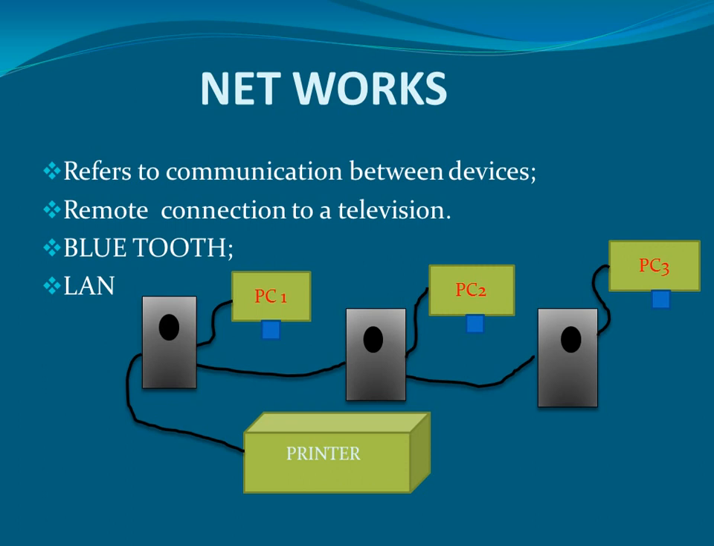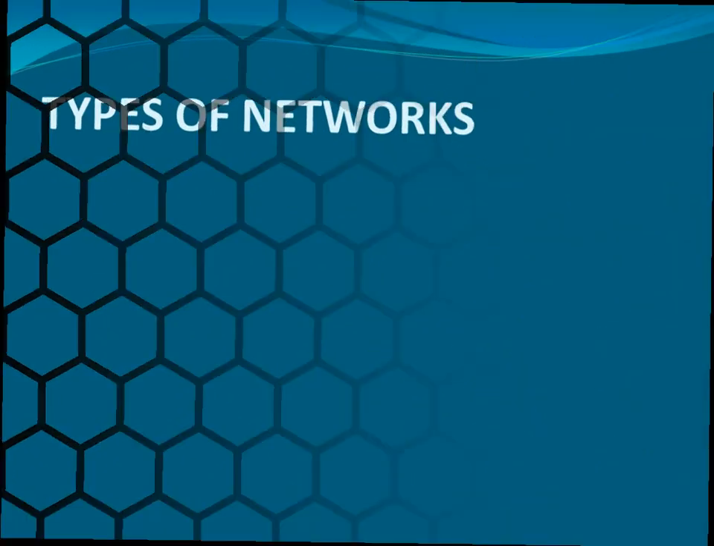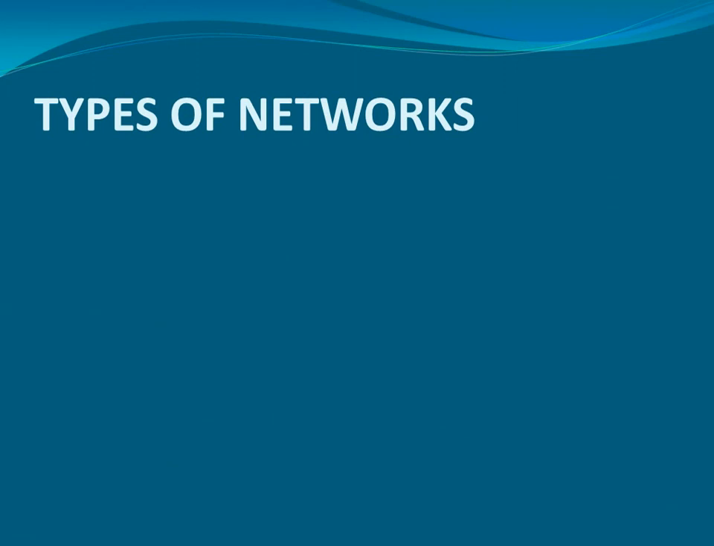Bluetooth, we shall explain them. We have MAN. MAN is also another form of network. Then we have what we call WAN. All these we are going to explore. All these are different types of networks that we need to understand. Here, let's see the types of networks. We have Bluetooth.